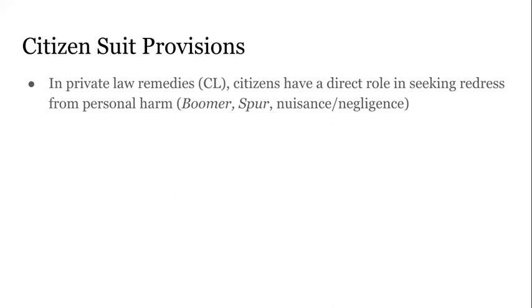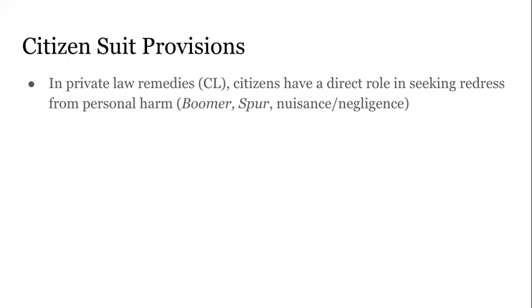As far as citizen suit provisions, in private law remedies, the common law, citizens have a direct role in seeking redress from personal harm. We talked about that. It's in the Boomer case, the Spur case, nuisance, negligence, really. So citizens are the mechanism, right? So it is only citizen suit provisions really in these private law remedies, because they must bring it forward. There's no government entity that's bringing it forward on their behalf.